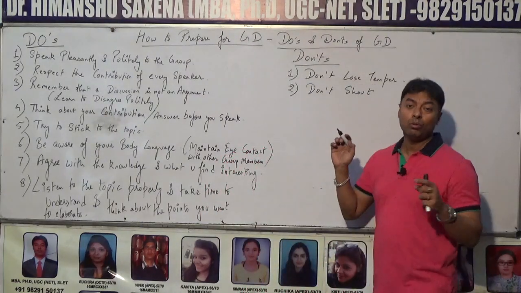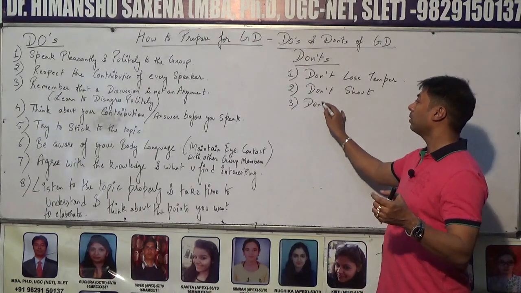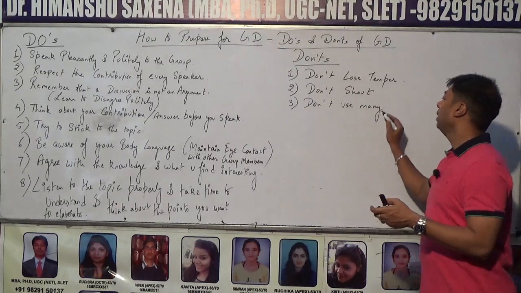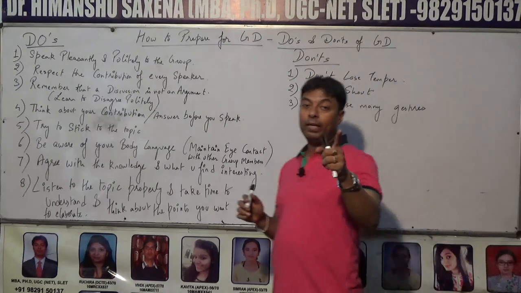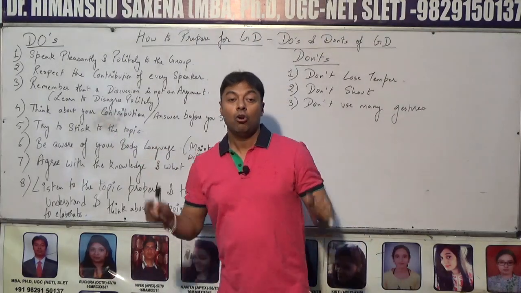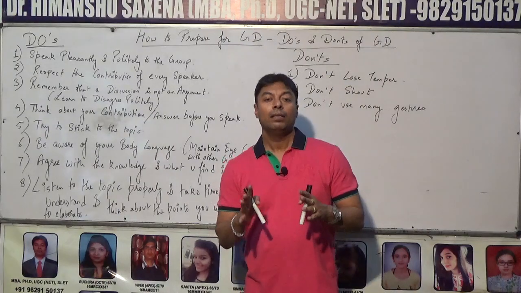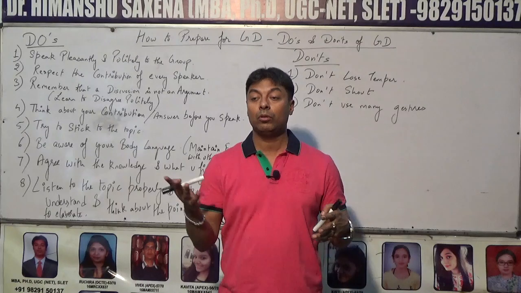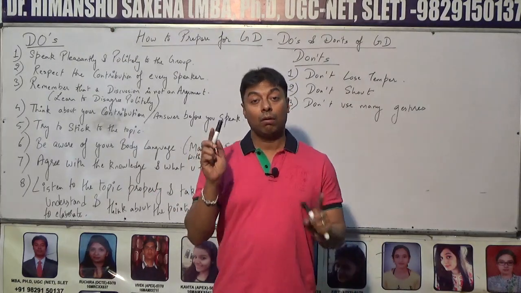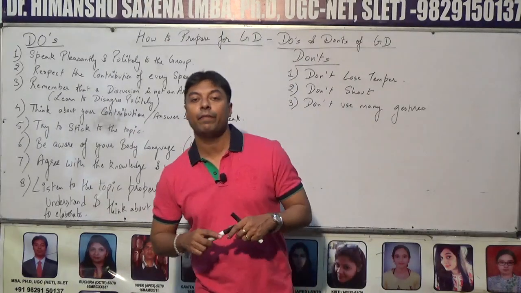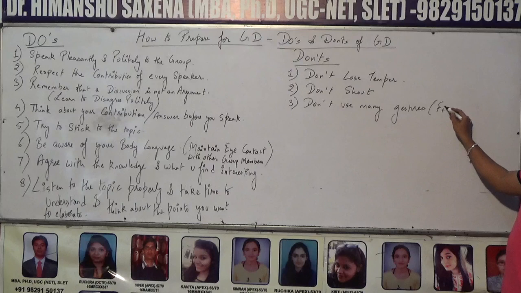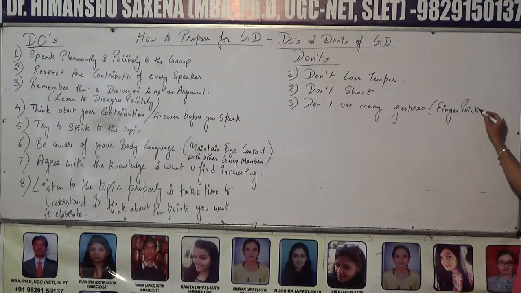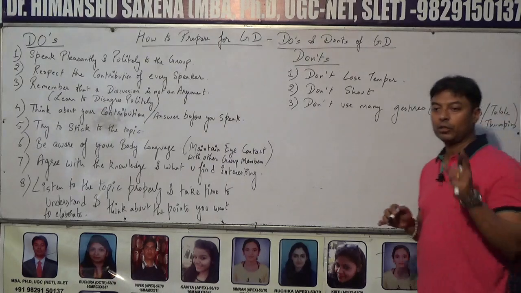Next, do not use so many gestures, right? Don't use many gestures which might irritate other group members. No finger pointing, right? No table thumping. It might irritate the others, and it might also show that you are trying to dominate others, or you are trying to be aggressive. So you should always avoid gestures like finger pointing or table thumping.